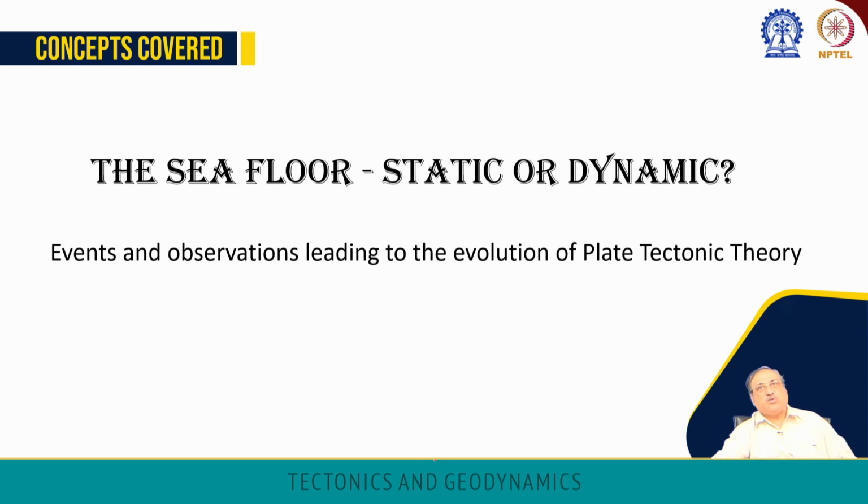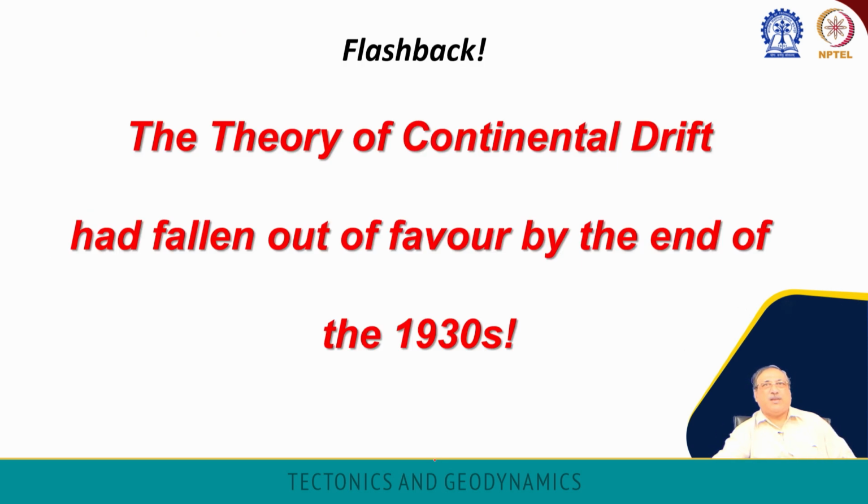So, what we'll do is start off from here, but with a little bit of a flashback. At the end of lecture number 2, we'd discussed the continental drift theory and all the evidence that existed in favor of it. But finally there were some major objections, particularly to do with the mechanism by which continental drift operated. Because of that inability, the theory had fallen out of favor by the end of the 1930s. So now it needed something extra.